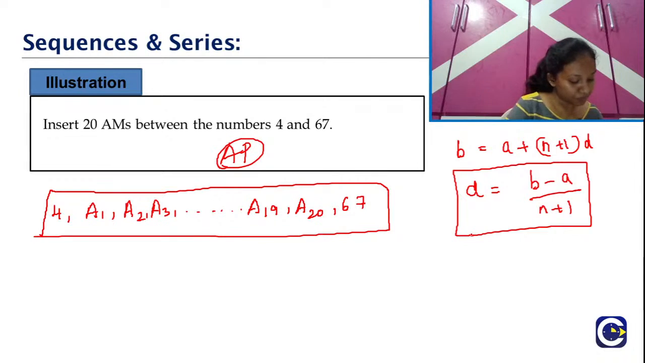Okay. 7, 10, 61, 64 and 67. Can you check the last terms? Okay. Done. 7, 10, 13. Okay, fine. Jagdish has given the answer.